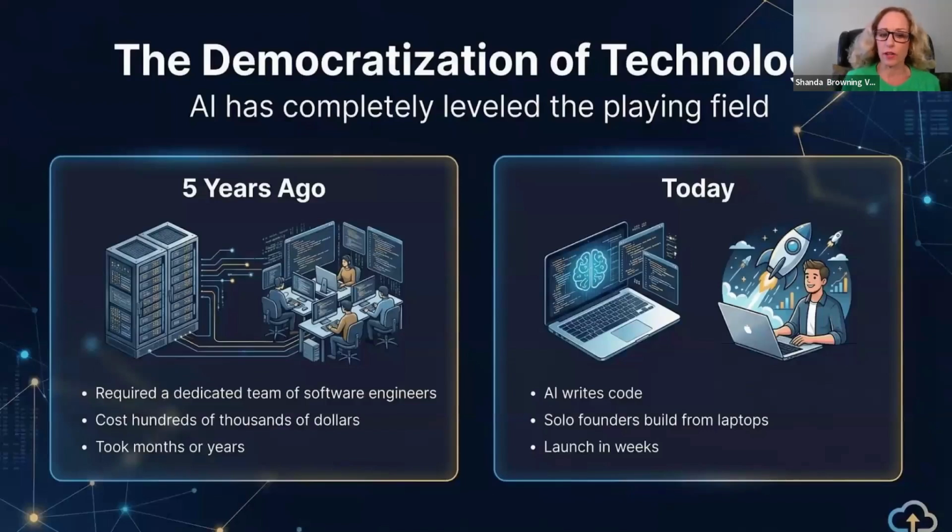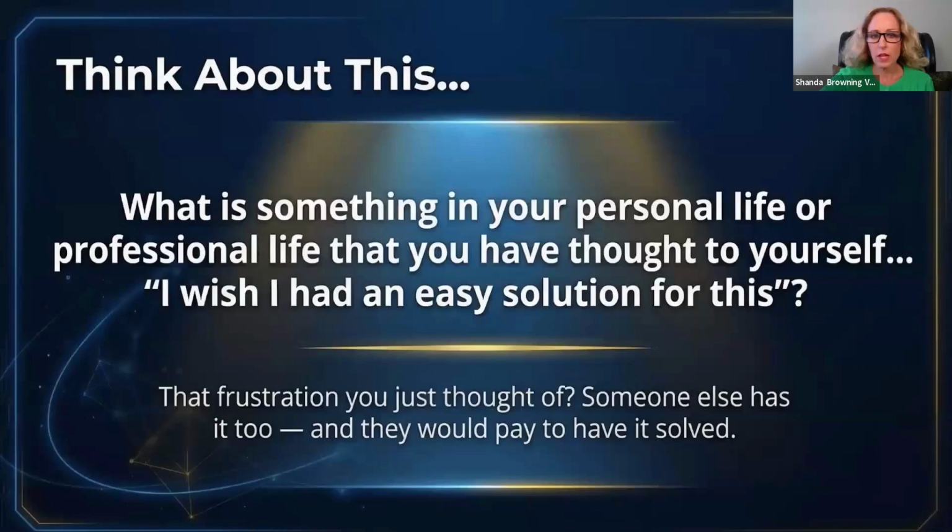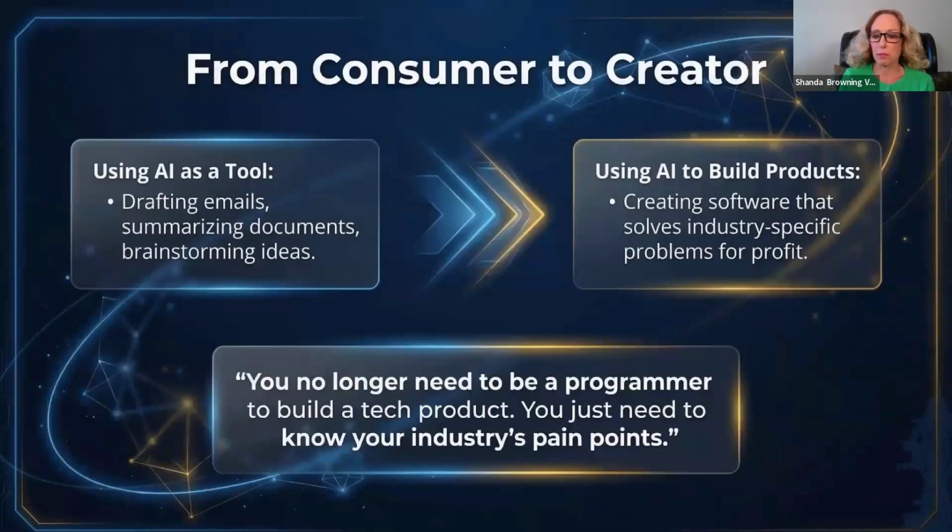So 5 years ago, it required a dedicated team of software engineers. It cost hundreds of thousands of dollars, and it took months to years to develop. But today, because we have AI, it allows those of us that are not coding engineers to be able to build our own applications and manage those. So think about this. What is something in your personal life or professional life that you've thought to yourself, I wish I had an easy solution for it? I'd like to give you just a couple of examples of that here shortly.